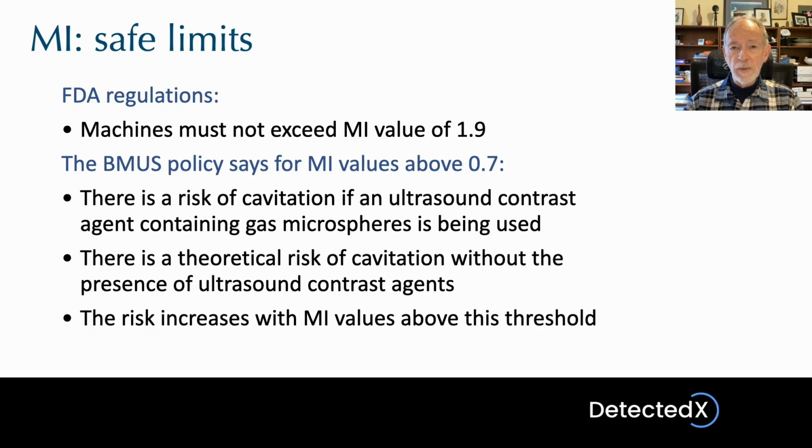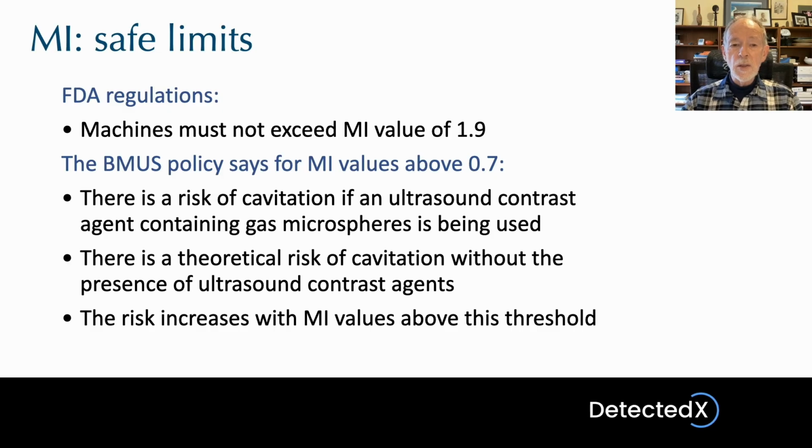Now there is more information available, and so we need to look at what this British Medical Ultrasound Society document says about MI values. So probably the single most important thing is that it says for an MI value above 0.7, there is a risk of cavitation if an ultrasound contrast agent containing gas microspheres is being used. We'll see in a subsequent lecture that ultrasound contrast agents normally consist of tiny bubbles of gas. So what this is saying is that if you're using those contrast agents, you should be very careful not to use MI values above 0.7.